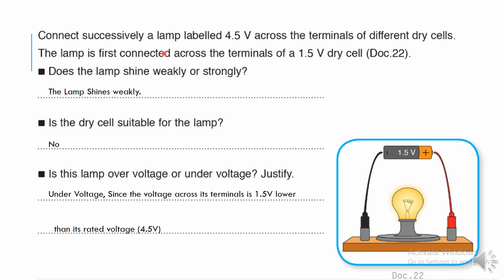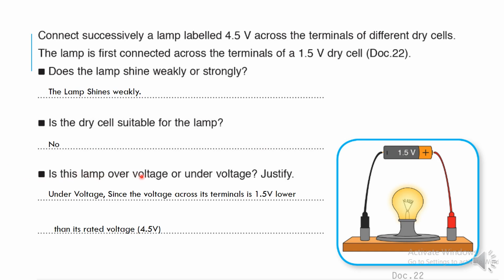First, the lamp is connected across the terminals of a 1.5 volts dry cell, as seen in document 22. So, the rated voltage of this lamp is 4.5 volts. This lamp needs 4.5 volts to function normally. We connect it to a 1.5 volts battery. Does the lamp shine weakly or strongly? The lamp shines weakly. Is the dry cell suitable for the lamp? No, it's not. As we said, to consider a dry cell suitable for the lamp, it must be close or equal to the rated voltage.